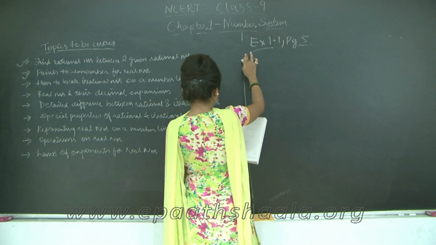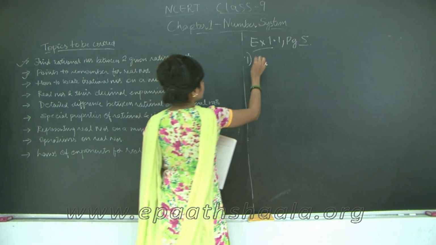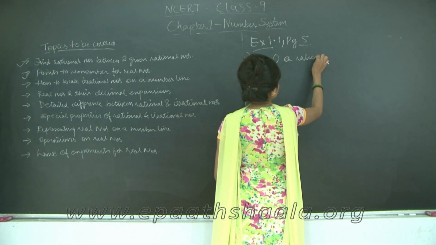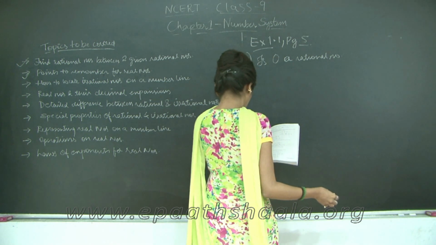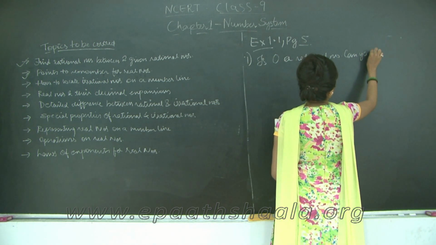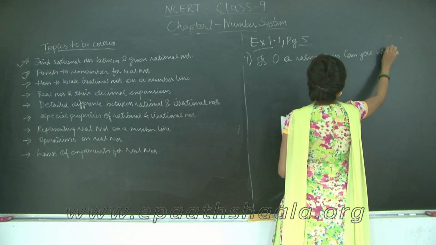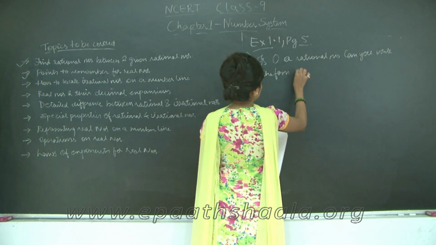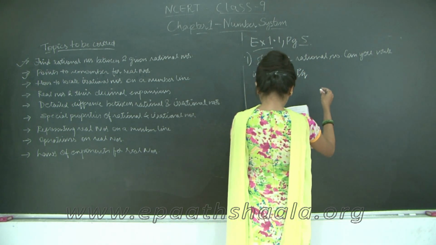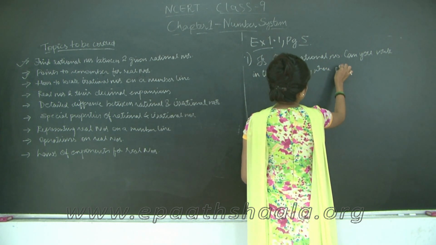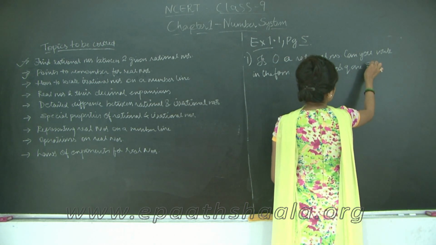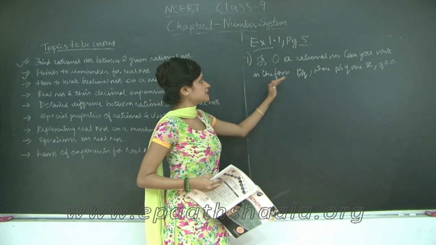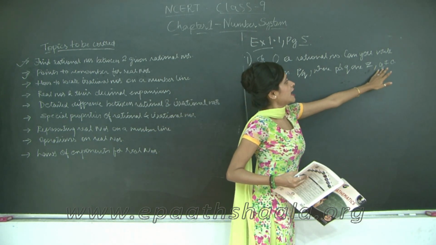Question 1. Is 0 a rational number? Can you write it in the form p upon q, where p and q are integers and q is not equal to 0?